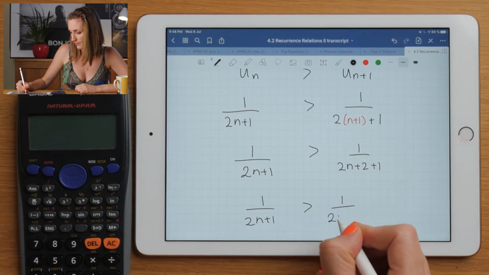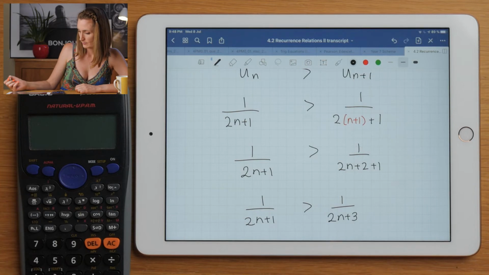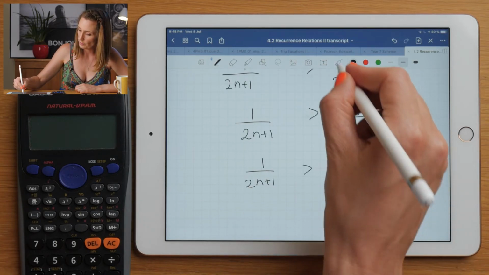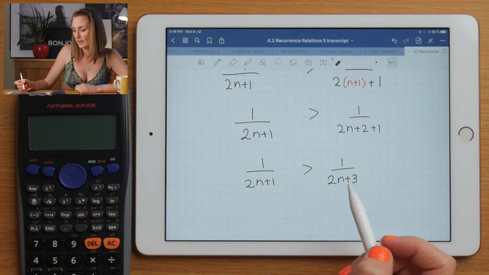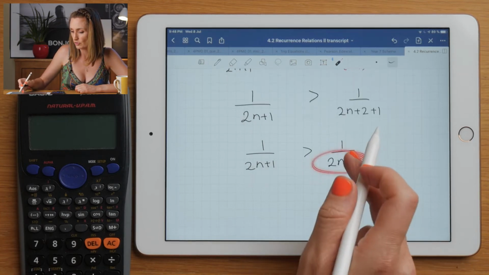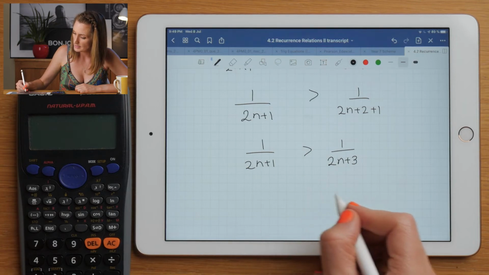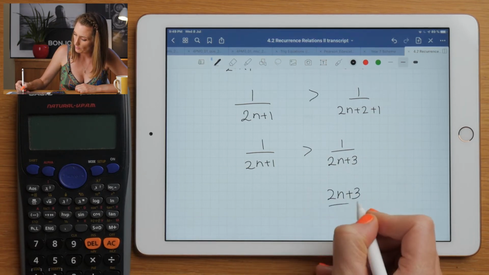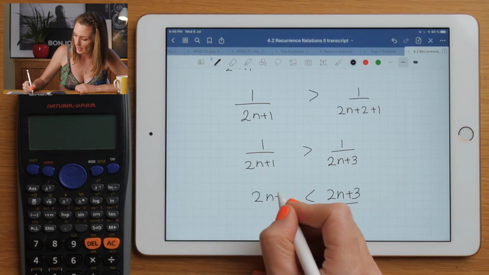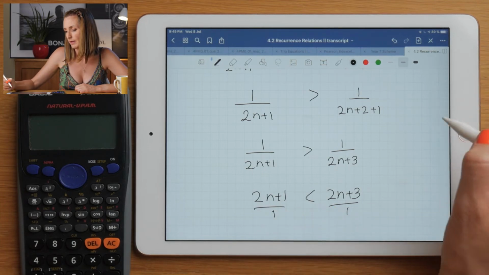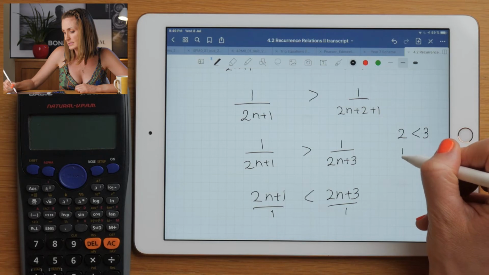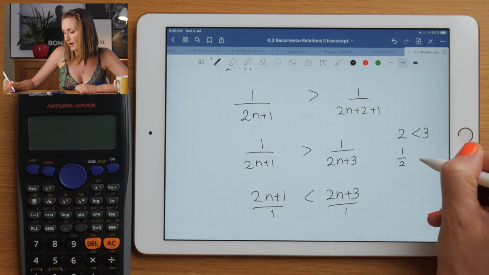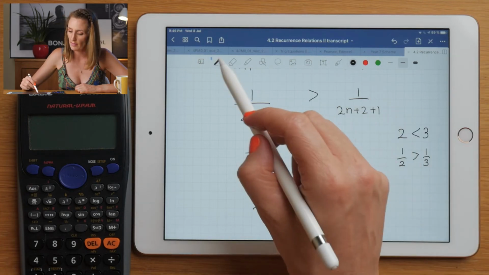Add these together. If you want, now you can cross multiply. Or you can think about this: if this is true, it must make sense that if you invert it like that, you flip it round. Because for example, if you have 2 is less than 3, it makes sense that a half is bigger than a third. So you see how that works.